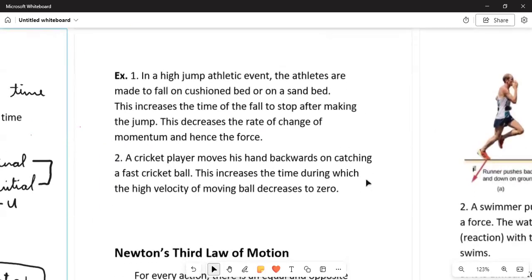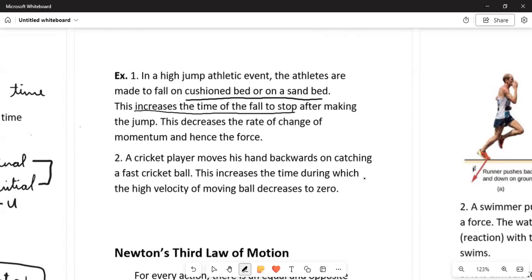Now, see, in a high jump athletic event, the athletes are made to fall on a cushion bed or sand bed. This increases the time of the fall to stop after making the jump. What it does is it increases the time of the fall to stop after making the jump. This decreases the rate of change of momentum and hence the force.